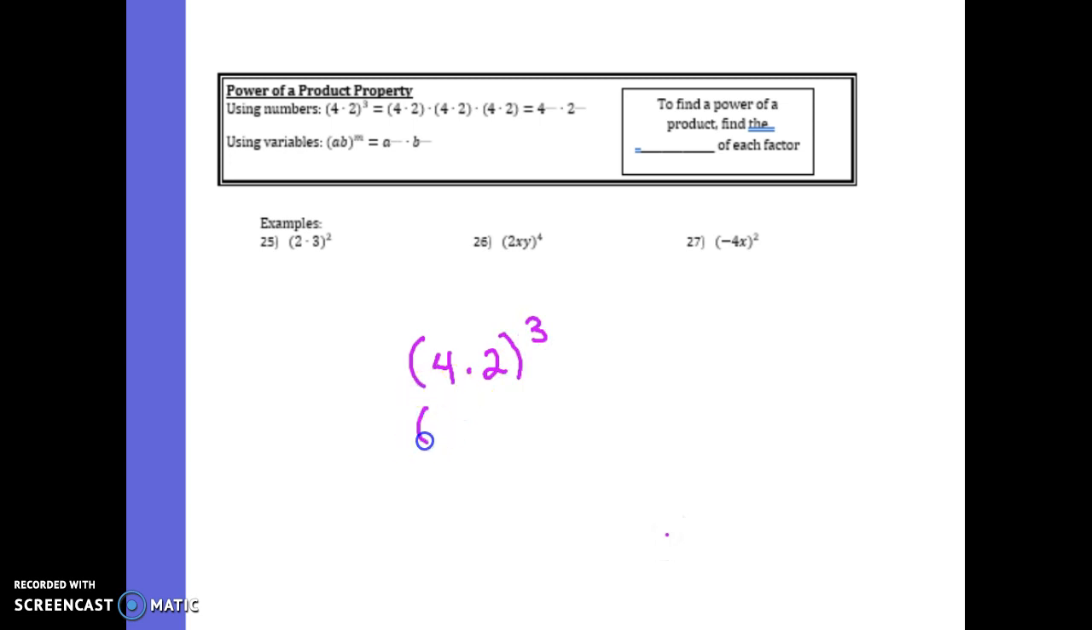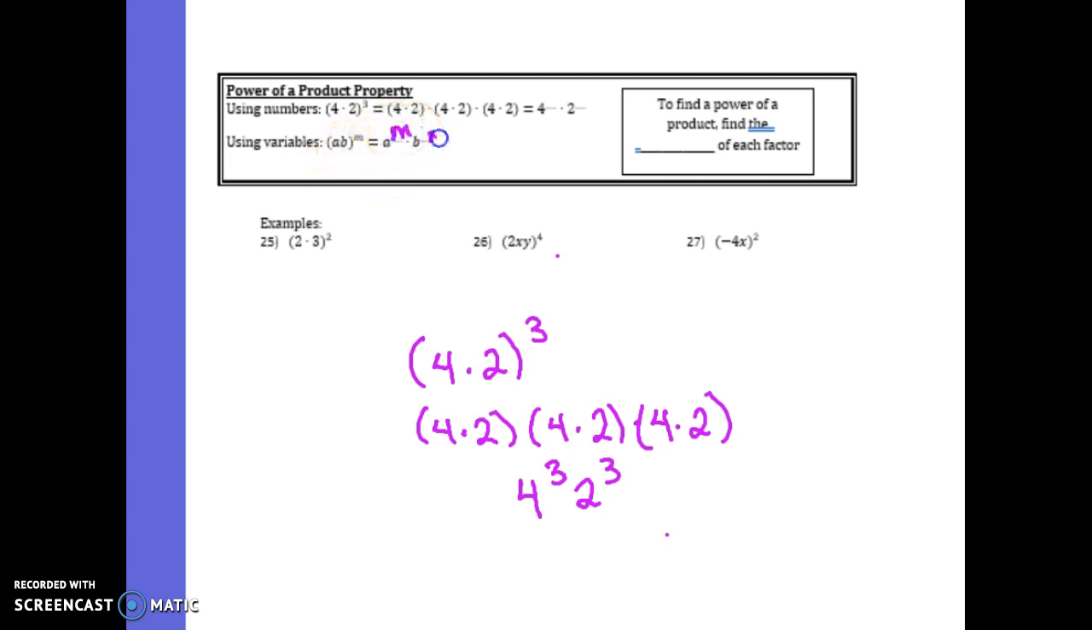It's the same as saying 4 times 2 times 4 times 2 times 4 times 2. All right, if you notice, we've got 3 4s we're multiplying, so 4 cubed, and it's going to be times 2 cubed. Okay, so in the case of variables, if we have ab to the m power, it's the same as saying a to the m times b to the m. Okay, so to find the power of a product, we find the power of each factor.